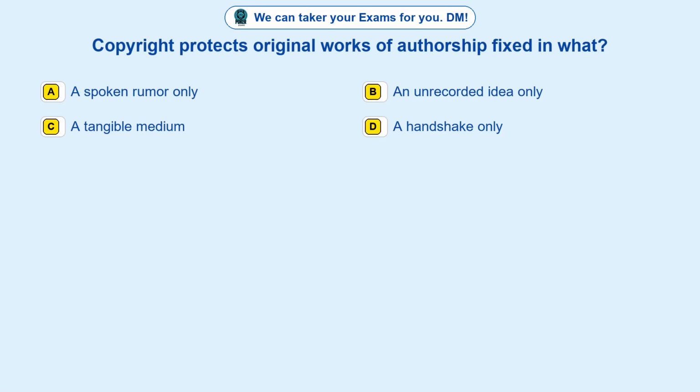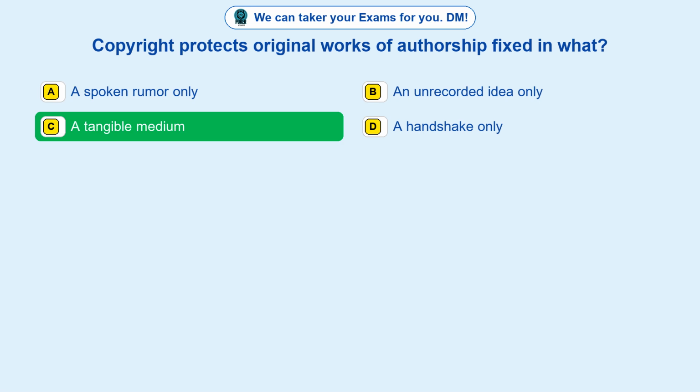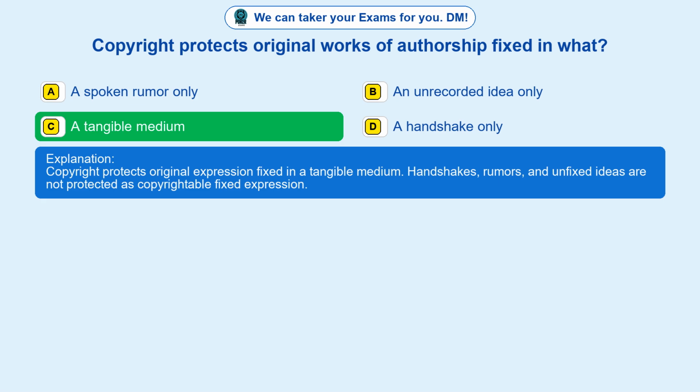Question 95. Copyright protects original works of authorship fixed in what? Option A, a spoken rumor only. Option B, an unrecorded idea only. Option C, a tangible medium. Option D, a handshake only. The correct answer is option C, a tangible medium. Copyright protects original expression fixed in a tangible medium. Handshakes, rumors, and unfixed ideas are not protected as copyrightable fixed expression.